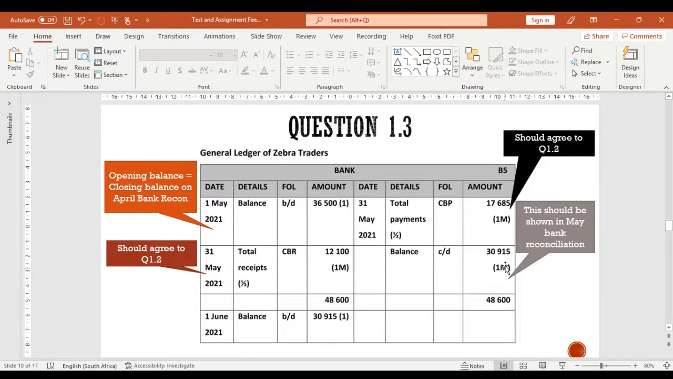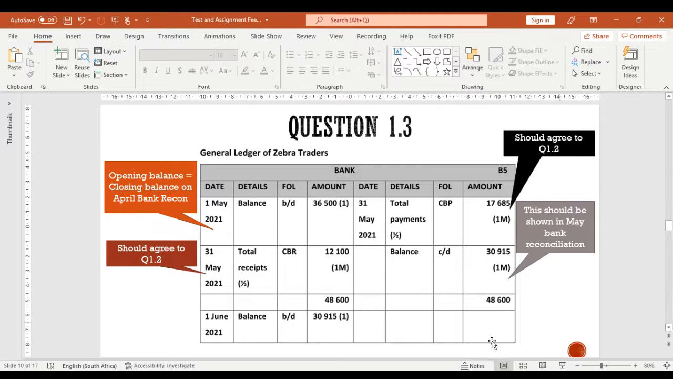Then by balancing it, you would have received a method mark for the 30,915, and then if you carried it over to the following month for the 1st of June, and worked that out correctly, you would have received the mark. If you made a mistake, you would have lost that mark. So someone that did it correctly would have received full marks, whereas someone that made errors would have received 1 mark less.